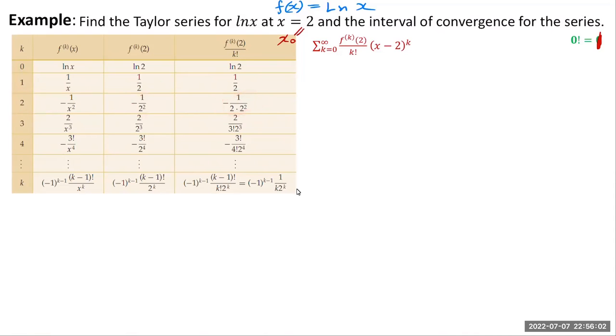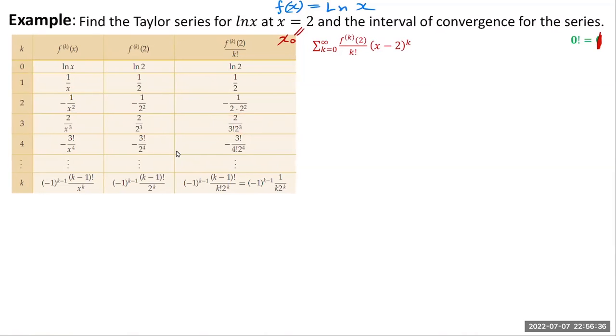Now you need to continue this pattern. And then you do the calculation for k equal to 3. The third derivative means you differentiate this one, then you get this function. And then you plug in x equal to 2. If you plug in x equal to 2, this is what you are going to get. And then you divide it by 3 factorial. If you divide it by 3 factorial, you will get this.